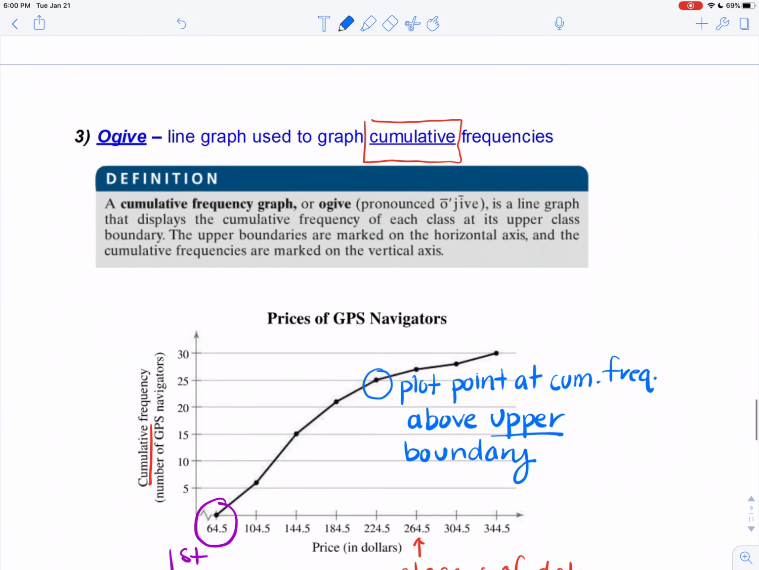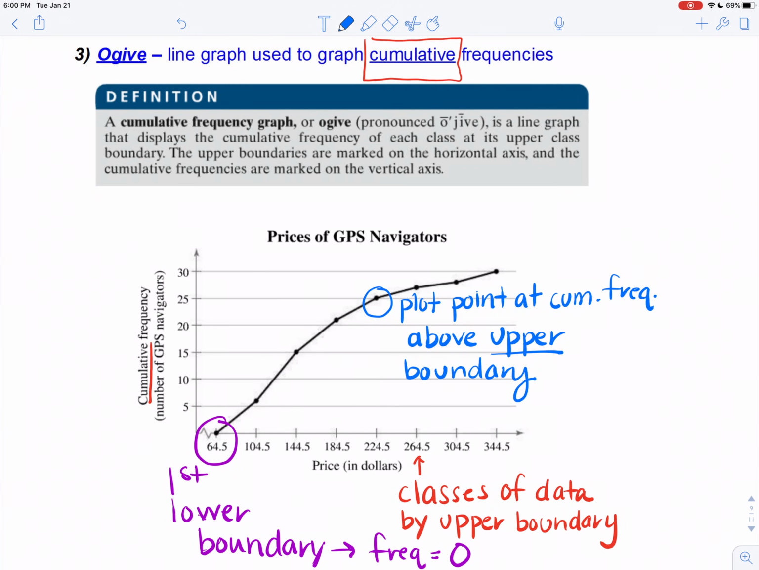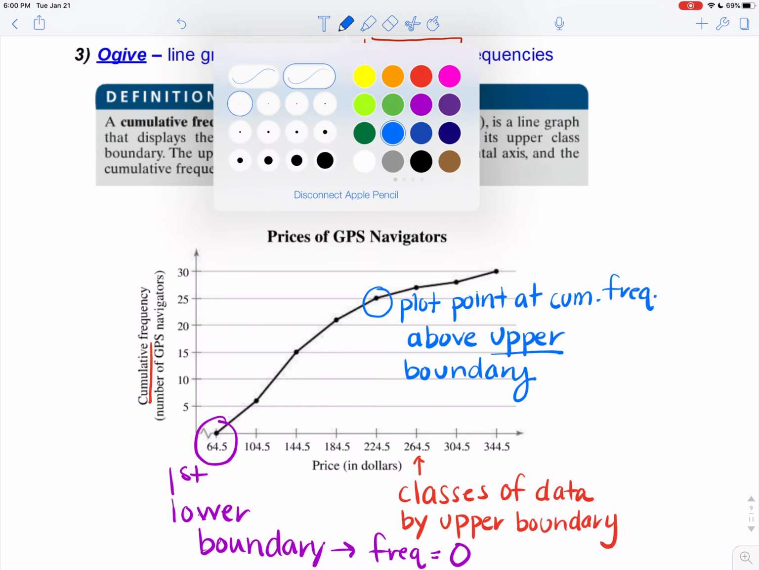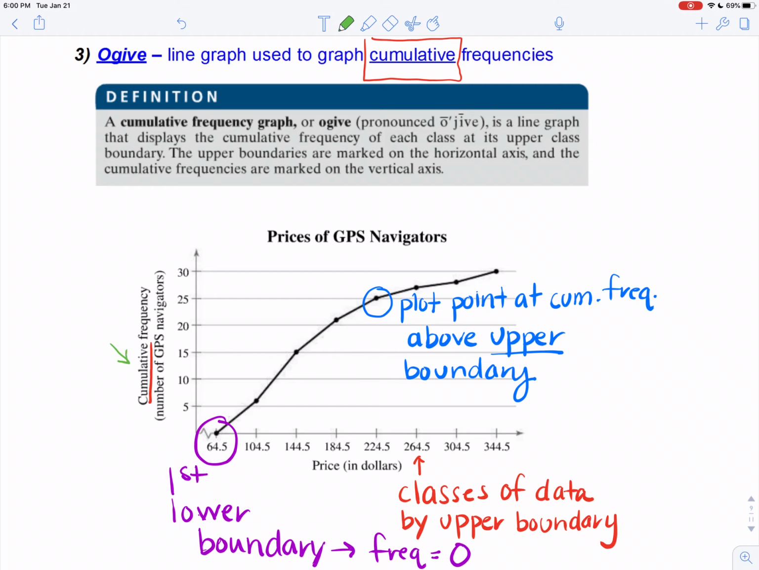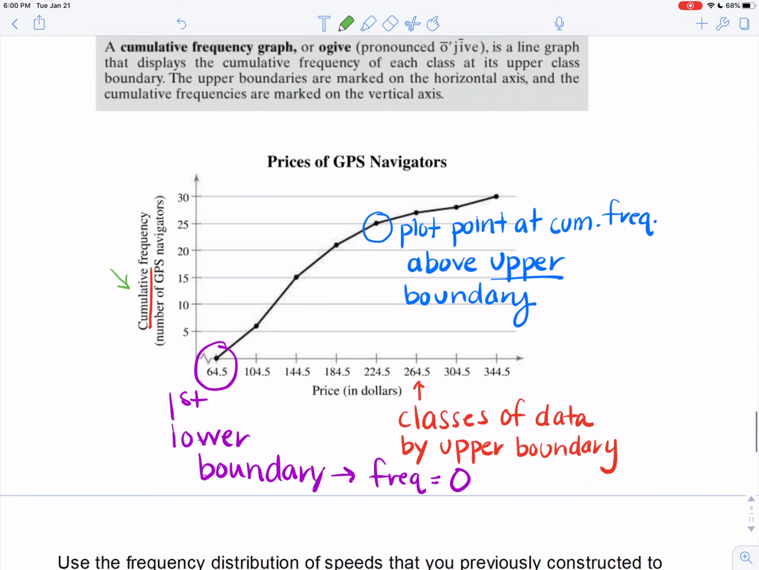All right, now lastly, the Ogive is a graph that looks at cumulative frequencies. So when you set this one up, you'll notice you're going to be graphing not the raw frequencies, but the cumulative frequencies. And because you're looking at cumulative frequencies here, this is a graph that will not use the midpoints. All right, this is a graph that's going to use class boundaries.